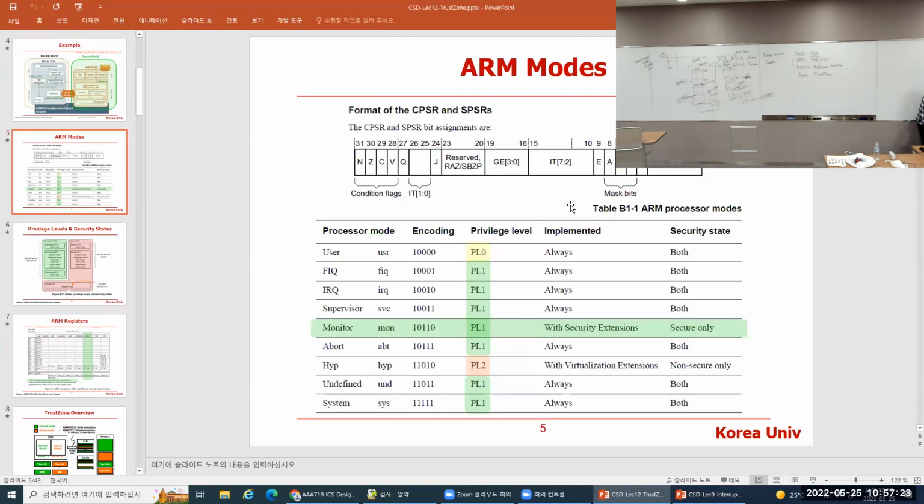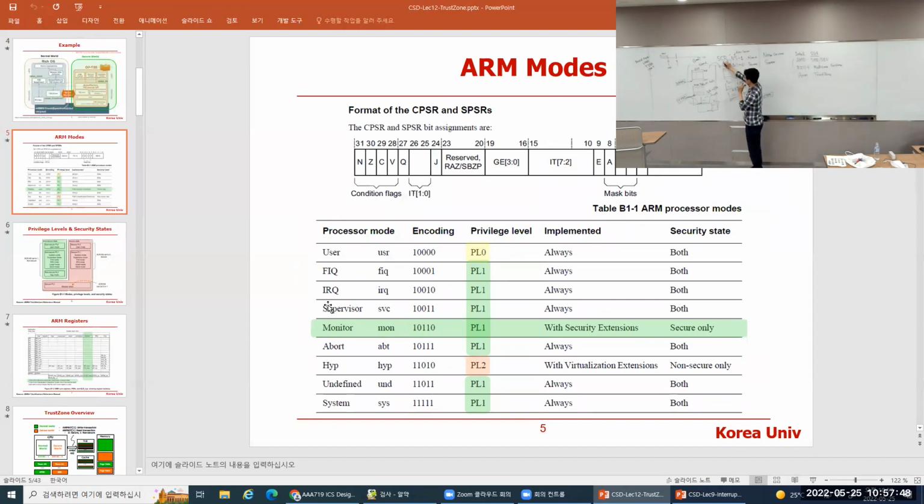Let's move on to this. So now let's talk about the gatekeeper, monitor mode. Monitor mode is again a gatekeeper. To switch from normal world to secure world, you have to go through the monitor mode, right? But you can do this if you want.